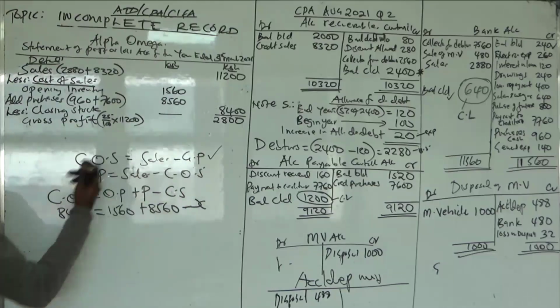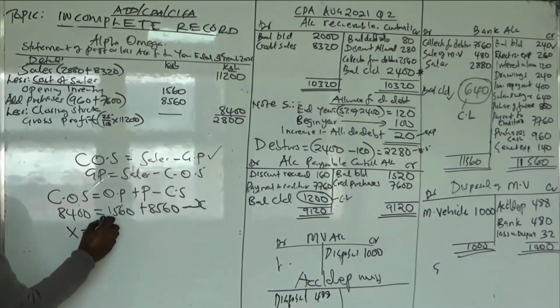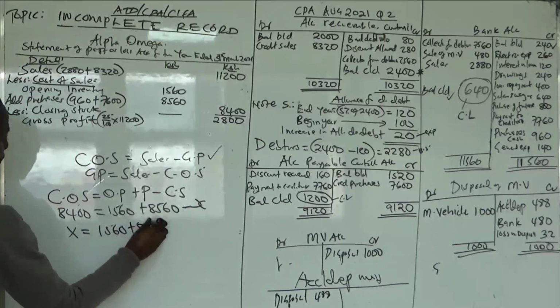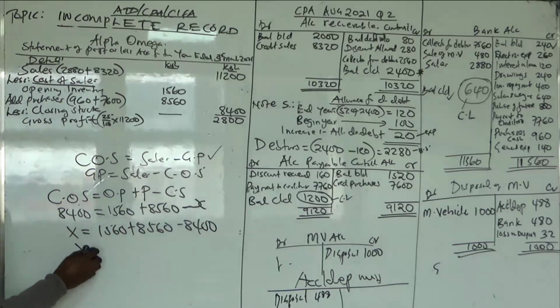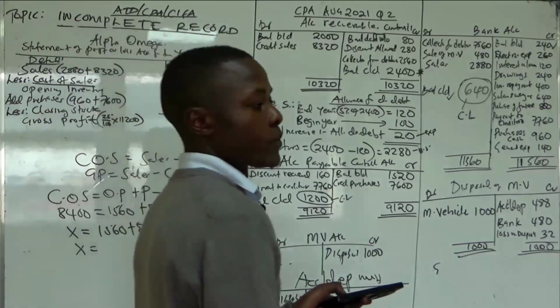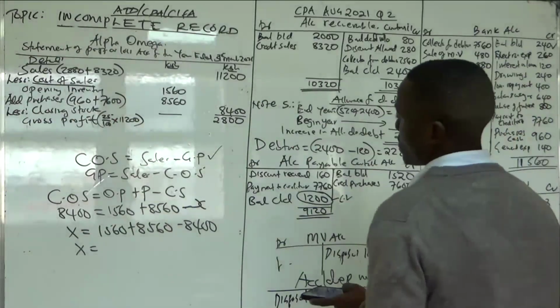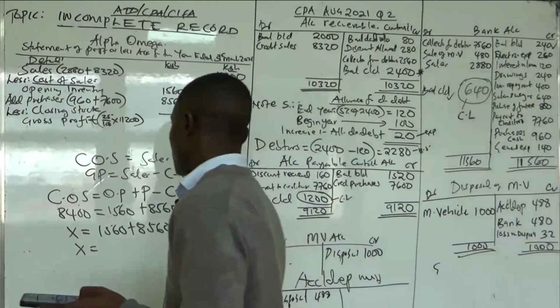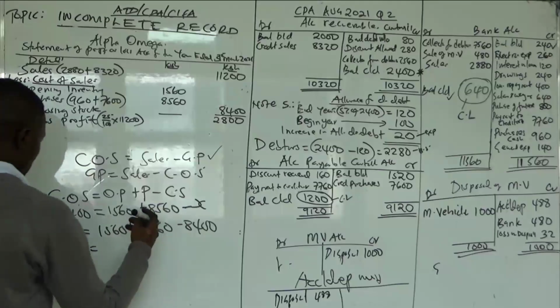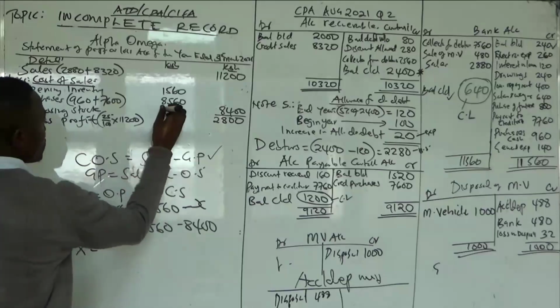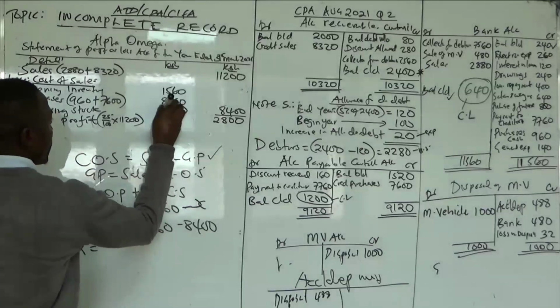Si ndio? You collect like terms. Sasa hii itarudi huku itakuwa positive. Itakuwa 1560 plus 8560. Then you minus 8400. What do you get as closing stock? 1720. Aya, muta confirm.